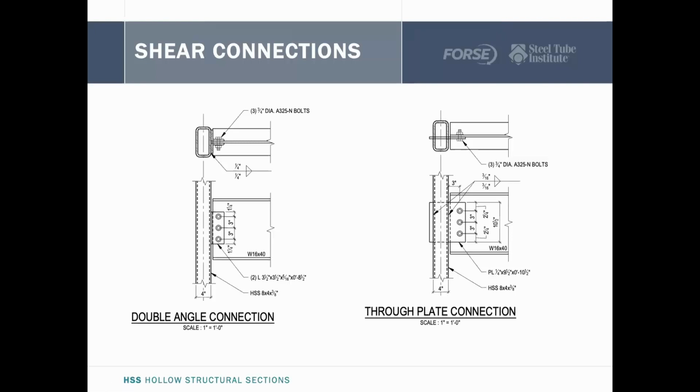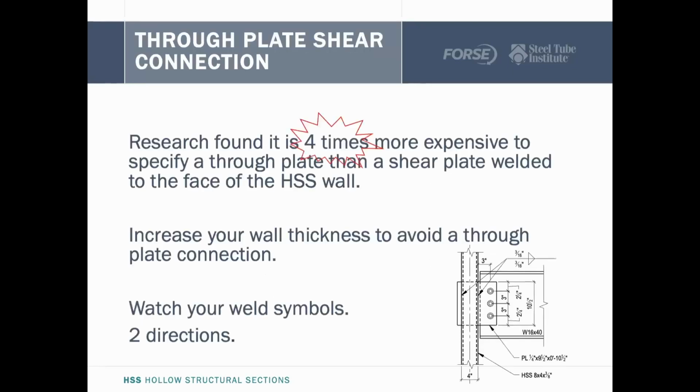Before I go to the next slide, I just want to point out that although we're talking about rectangular sections here, a couple of these can be used for round sections. If we're connecting to a circular section, we wouldn't be able to use the double angle, obviously, or the WT, but the single plate or the through plate connection can be made to those circular sections.